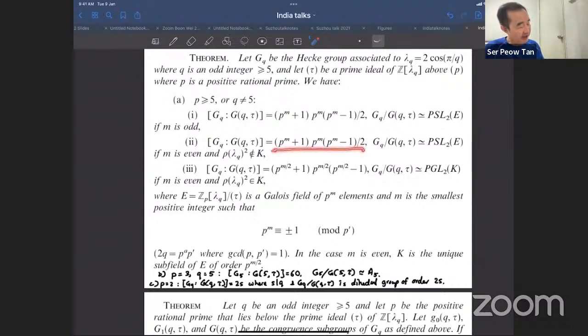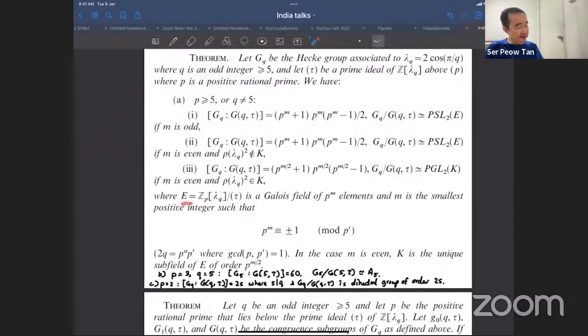Same answer over here in these two cases, if M is odd, or if M is even and this thing is not, and some conditions are satisfied. And then in this third case, if M is even and this condition holds, then we have a slightly smaller index. Okay, let me explain what these things are.